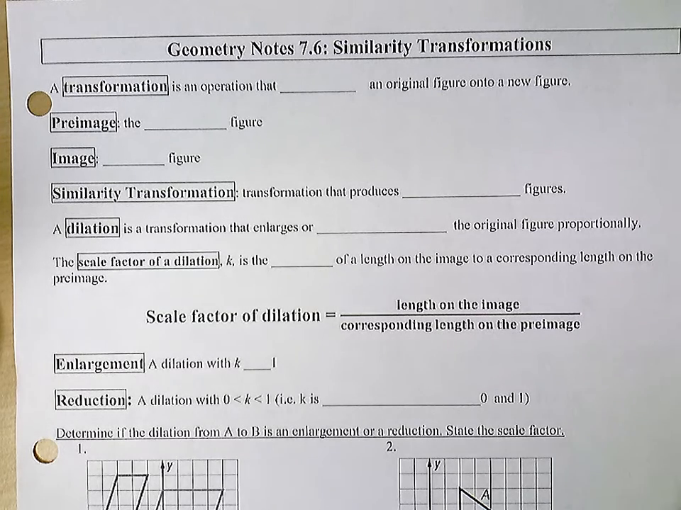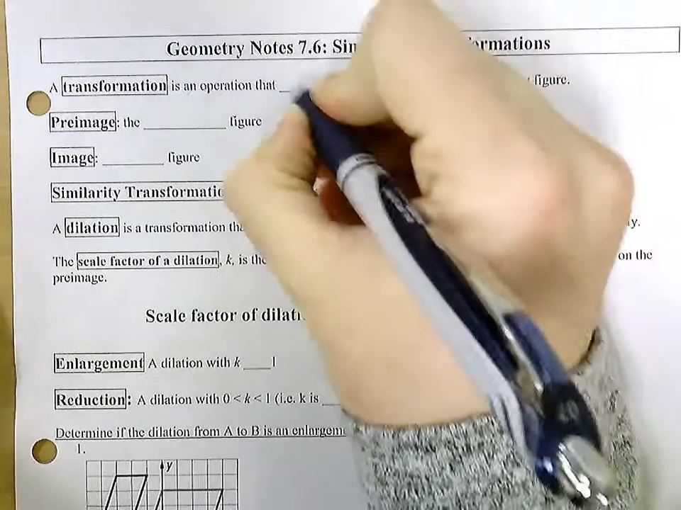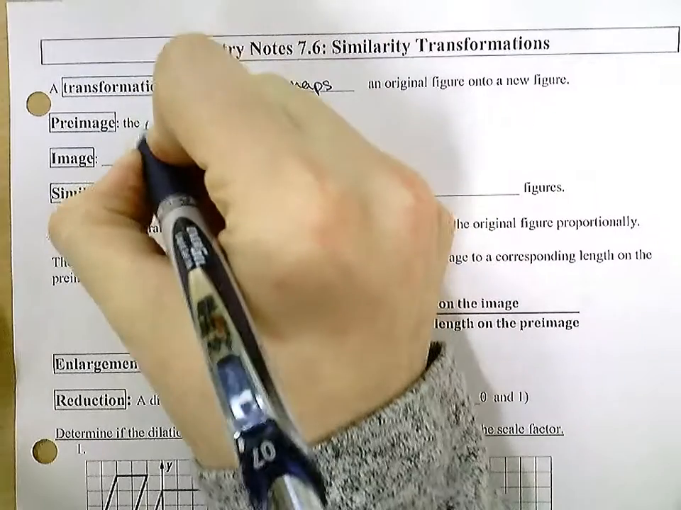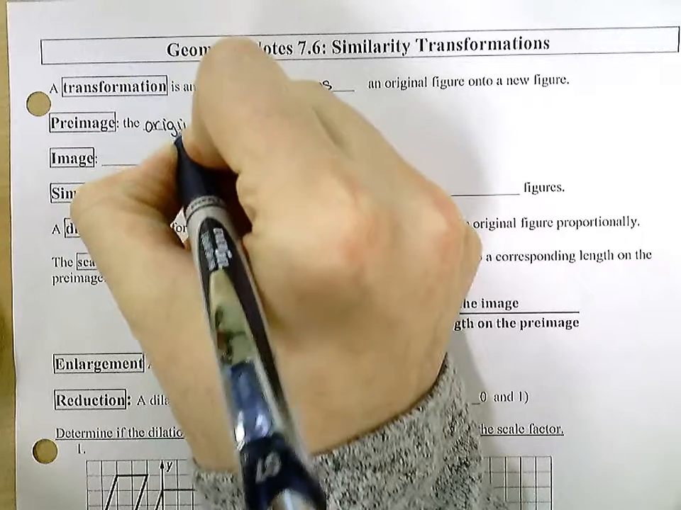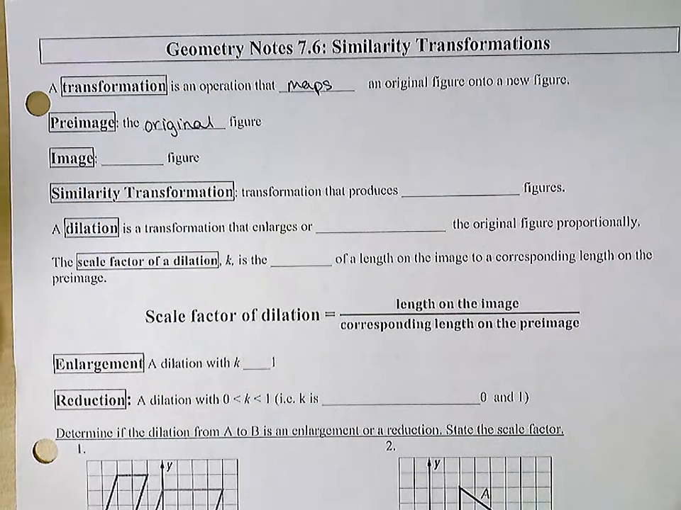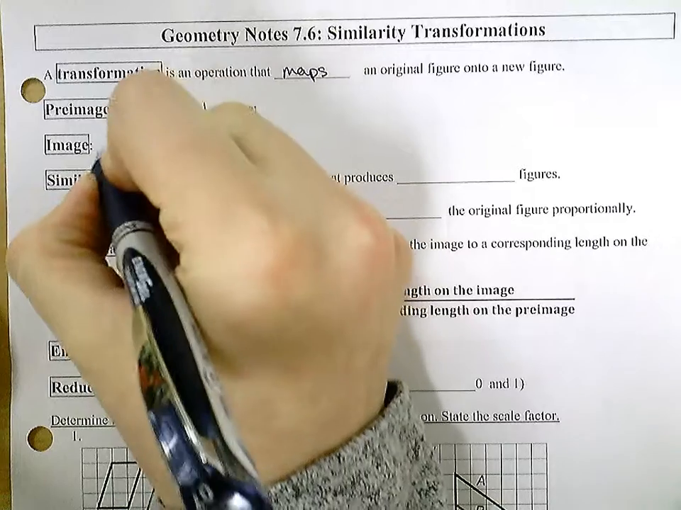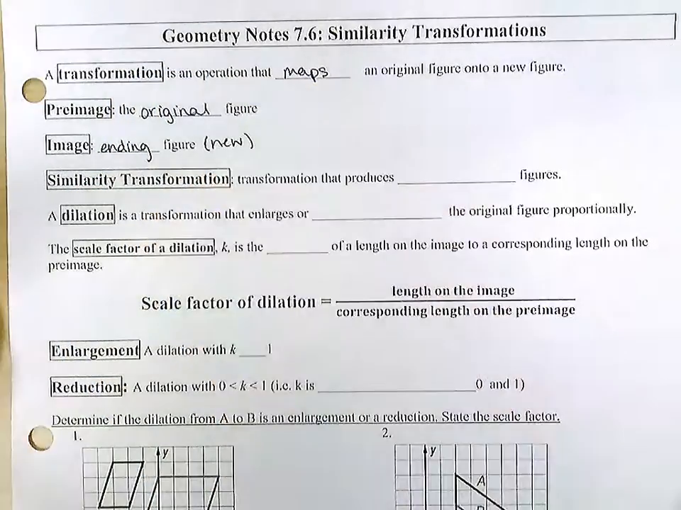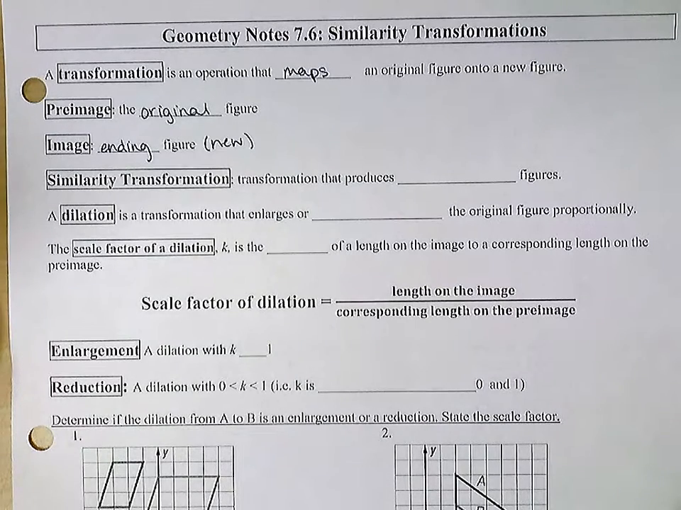So transformation is an operation that maps an original figure onto a new figure. Okay, so you're taking one figure, you're moving it to make a new one. The pre-image is the original figure. Okay, so it's the one that you start with. That's called your pre-image. Your image is the ending figure, or your new figure. So the one that you create.